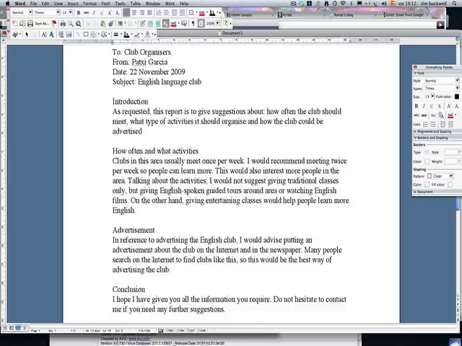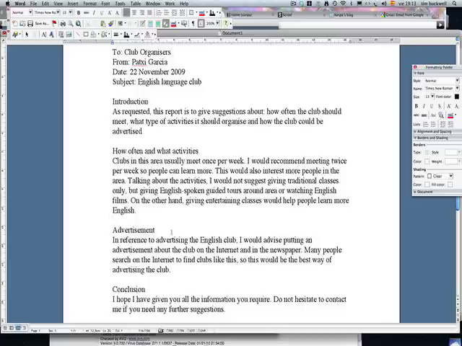I would not suggest giving traditional classes only, but giving English spoken guided tours around the area or watching English films. Full stop. This is one idea, and then a further idea. On the other hand, giving entertaining classes would also help people learn English. So here we have simply 2 ideas, 2 ideas linked with a linking word.